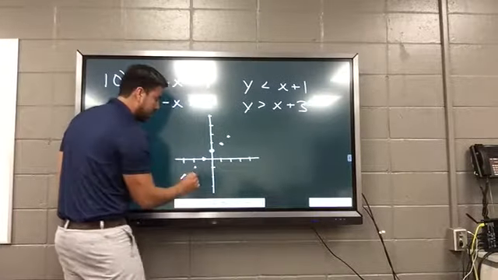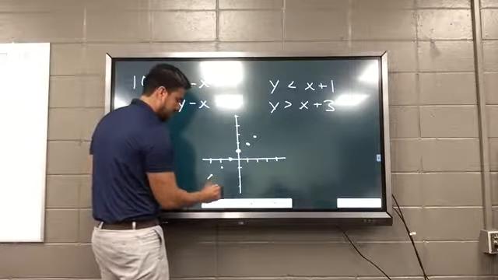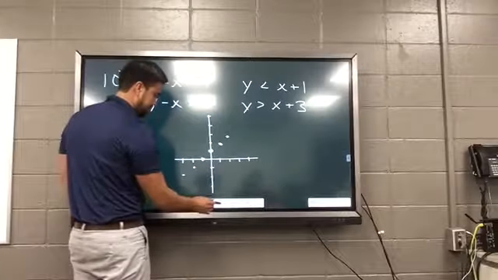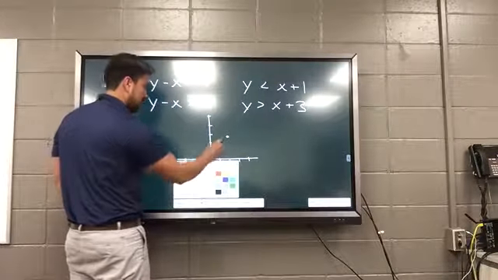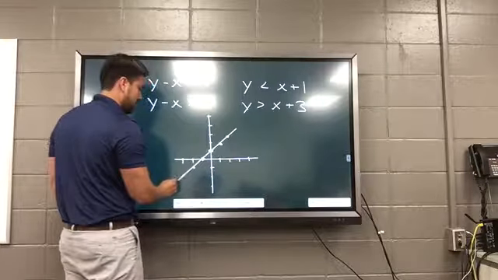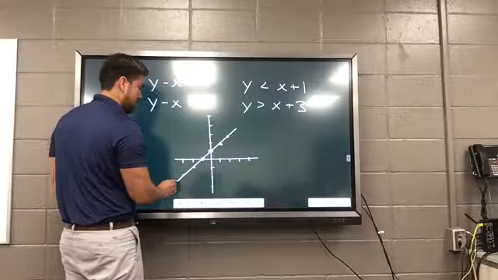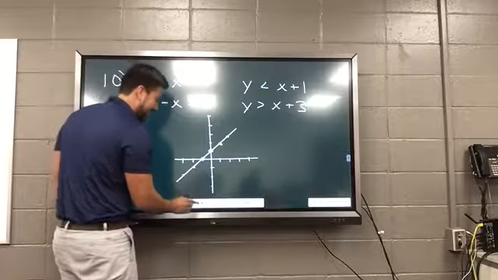Is it a solid or a dashed line? It is dashed. Why? Because it's just less than and not less than or equal to. So it's not on that line. It has to be dotted. Good, don't worry.